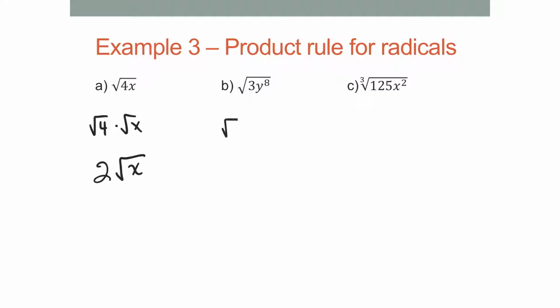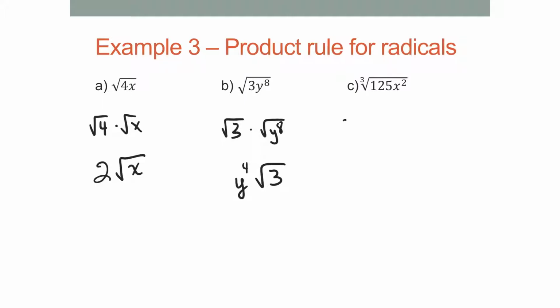Next one, square root of 3 times the square root of y to the 8th. This time I can't take the square root of 3, but I can take the square root of y to the 8th. It'll be y to the 4th. So that's y to the 4th times the square root of 3. By the way, anytime we simplify a part of a radical, we always write the simplified part in front and then write what's left under the radical second.